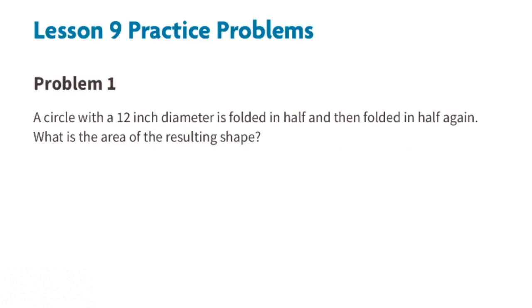7th grade, Open Up Resources, Illustrative Mathematics. Unit 3, Lesson 9, Applying Area of Circles. Problem number 1. A circle with a 12-inch diameter is folded in half and then folded in half again. What is the area of the resulting shape?